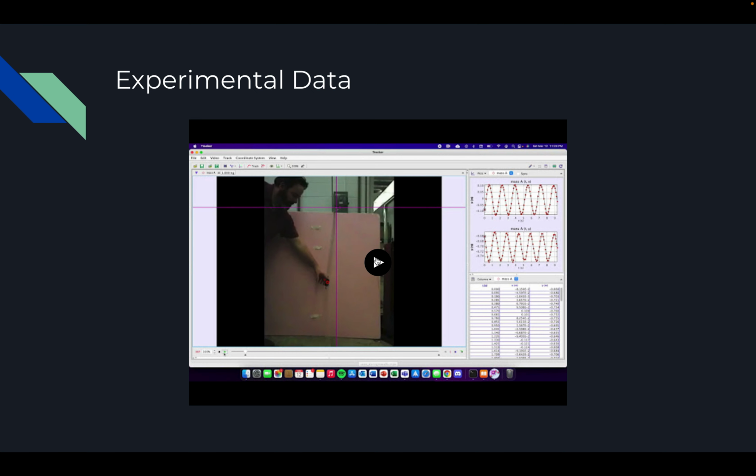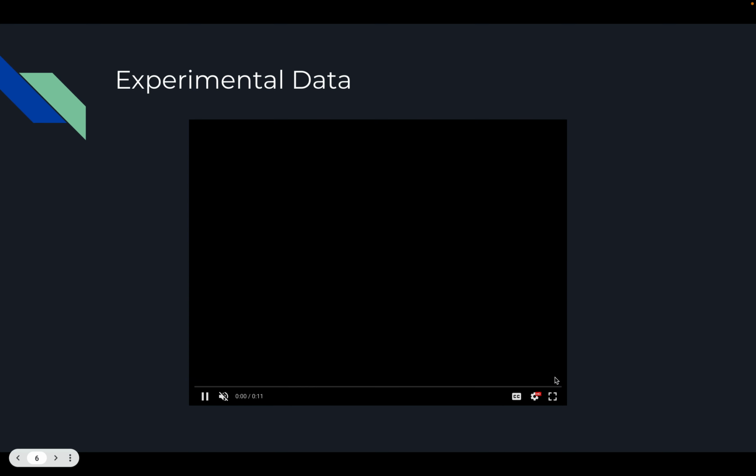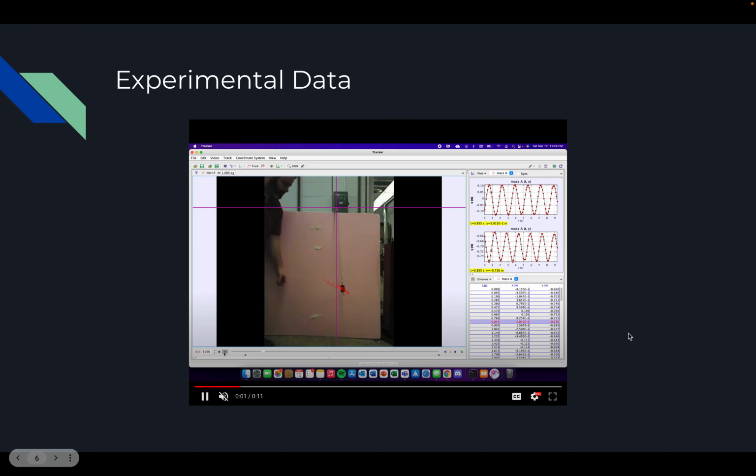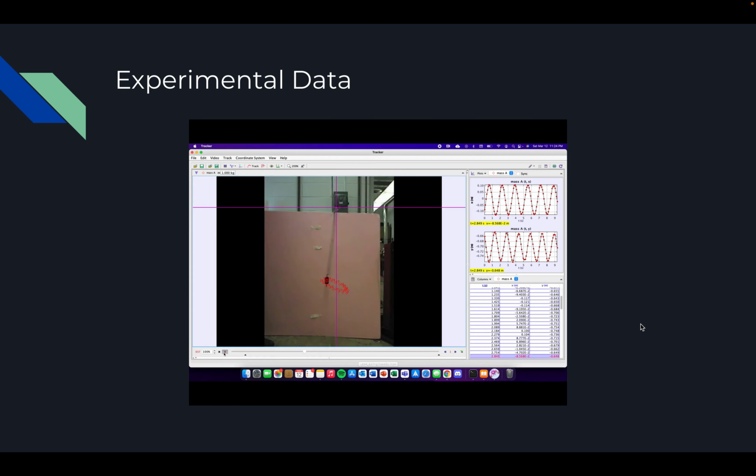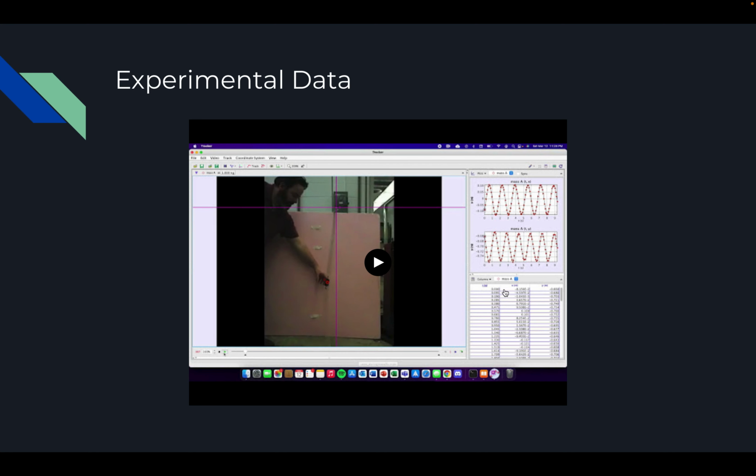So this was the video that I took of the experimental data. That was the application Tracker being used to record the spring, or the object, oscillating in a certain way. As you can see, these are the sinusoidal graphs up there.